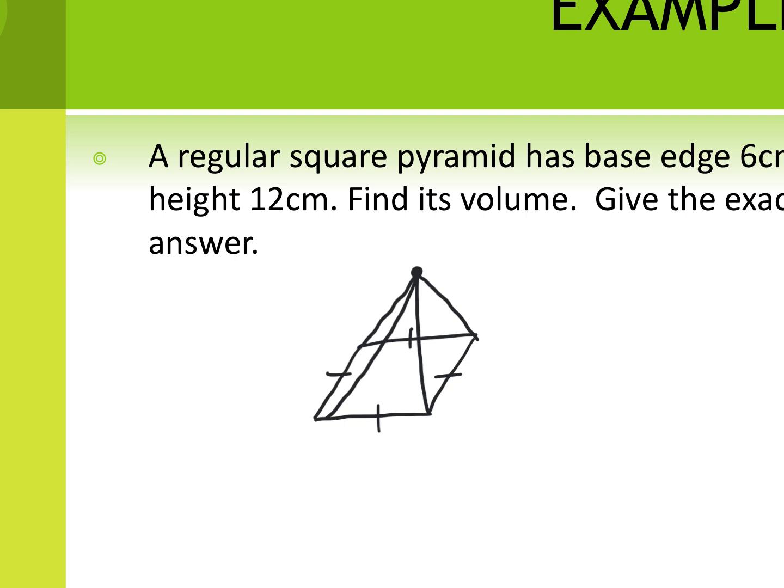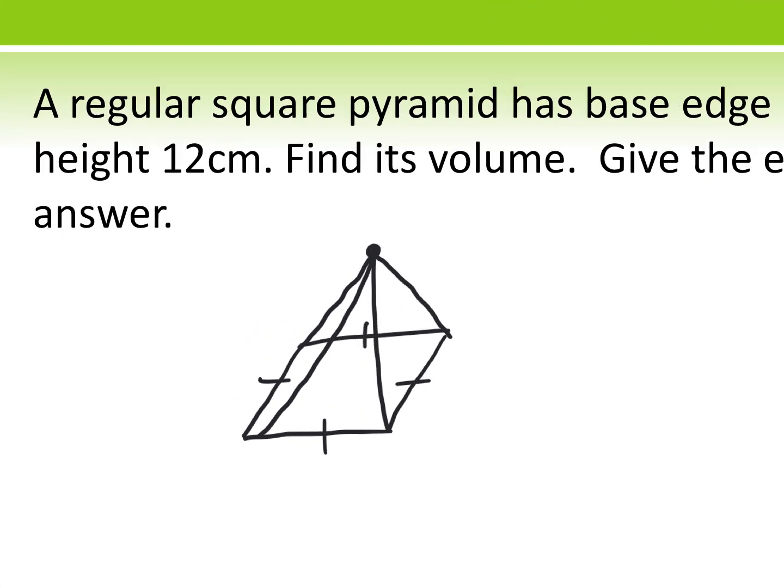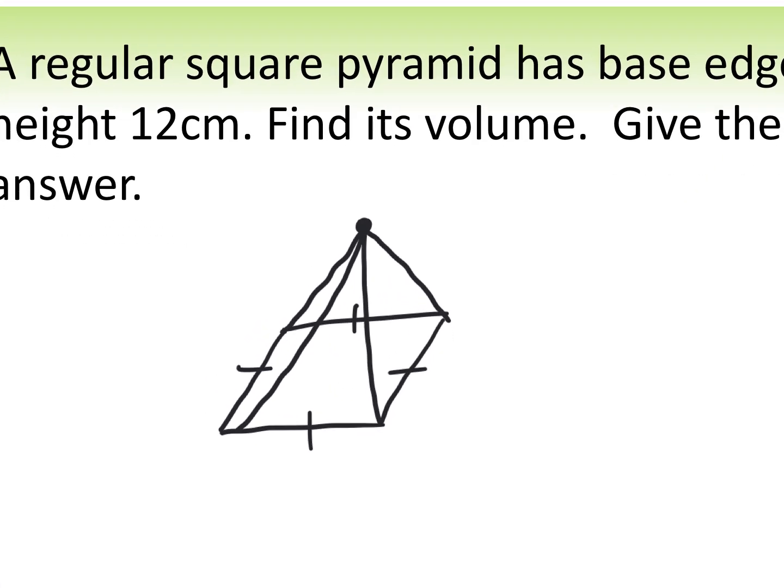All right. Now, the base edges of the pyramid are how many units? What did it say? 6. So all 4 of these are 6 units. And the height of the pyramid, change your color and draw the height of the pyramid. It goes down and it forms a 90-degree angle with the base of the pyramid. What was the height? 12 centimeters. Okay?